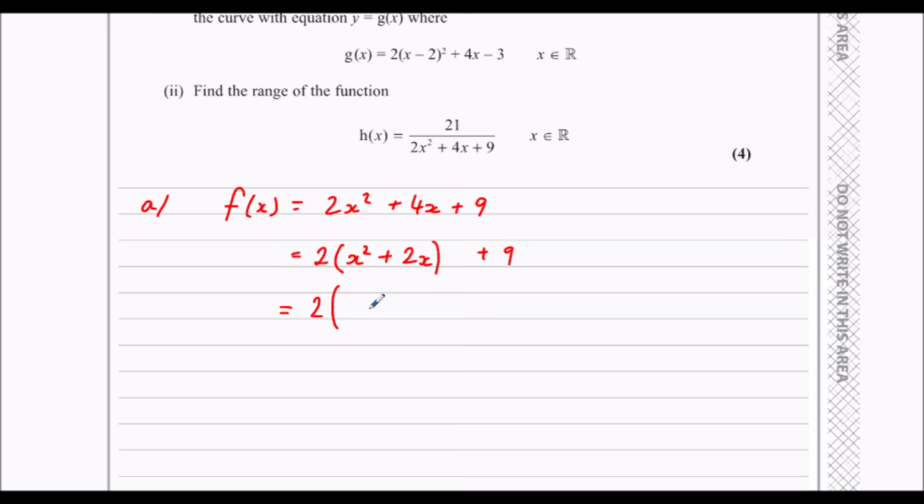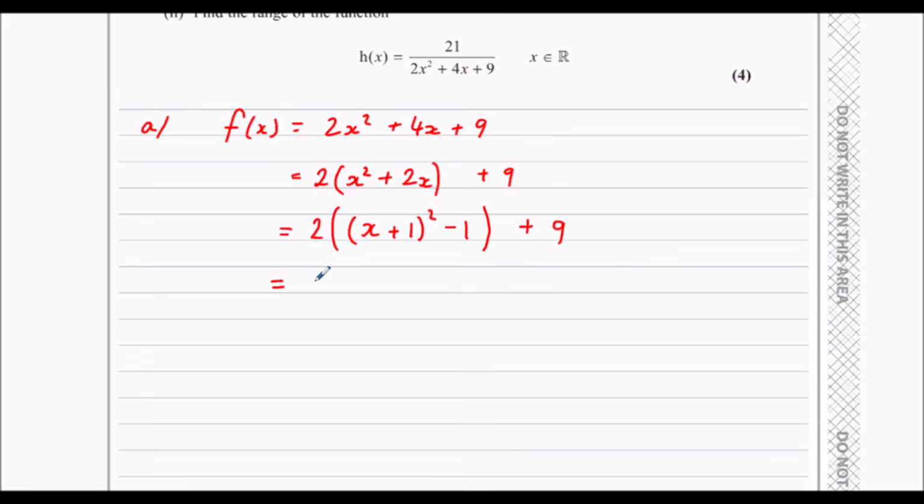So 2, I'm going to open a big bracket, and then I'm going to complete the square. So half the b term, so we've got x plus 1 squared, take away this number squared, so take away 1, and close the big bracket, and we've still got the plus 9 on the end. So I'm going to expand this bracket now, so get rid of the big bracket with a 2 on the outside. So 2 times x plus 1 squared is 2(x plus 1) squared. 2 times -1 is -2. And I've got a plus 9 on the end.